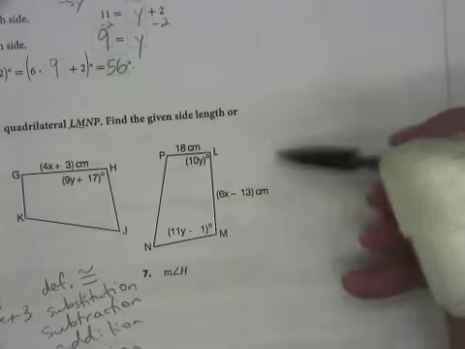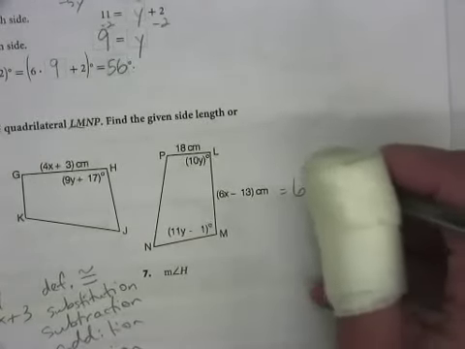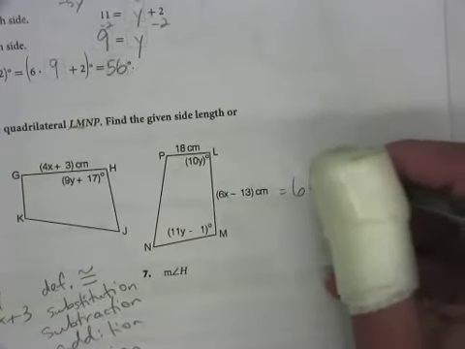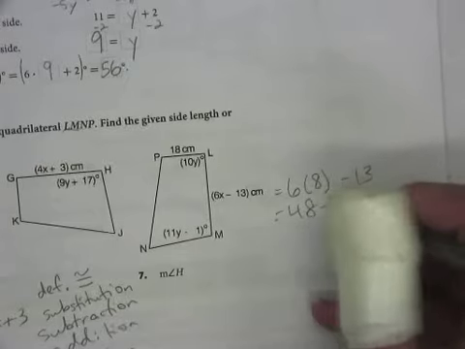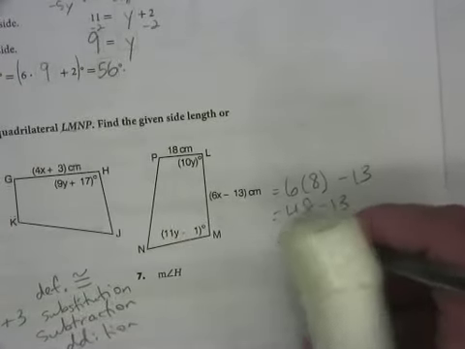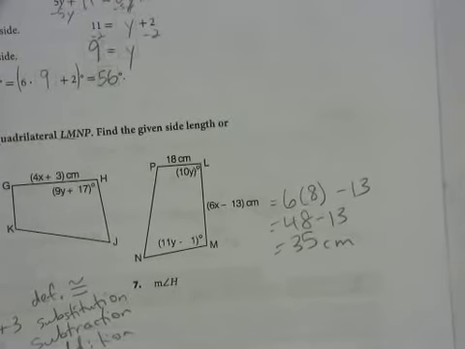But the problem wasn't asking me for the value of x. The problem was asking me for the length of LM. So here's LM. I take 6 and plug in 8 for x, and then minus 13. So that's 48 minus 13, which is 35.